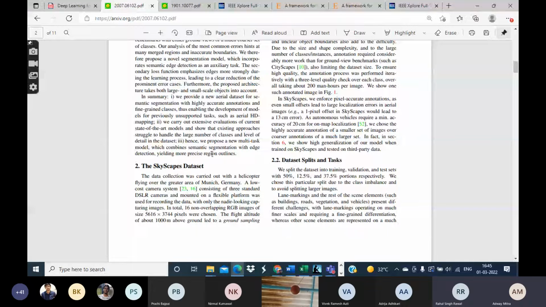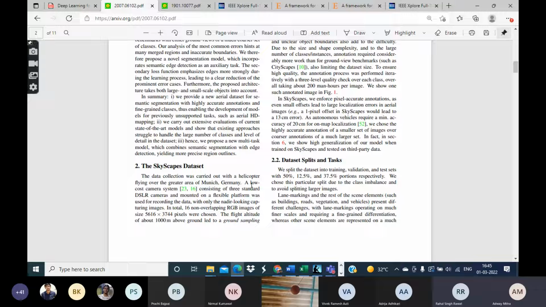Okay, so first there is a description of the data set. The data collection was carried out with a helicopter flying over the greater area of Munich, Germany. This data set was not taken from satellites, as most remote sensing is based on satellite imagery. In this case, they are doing it with, say, helicopter-collected data.